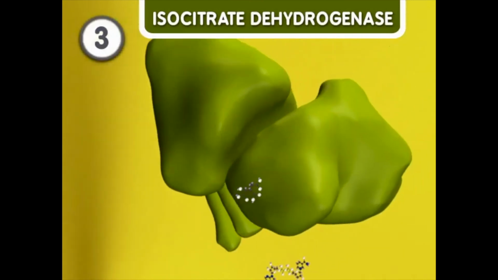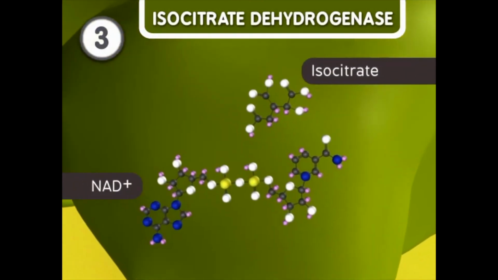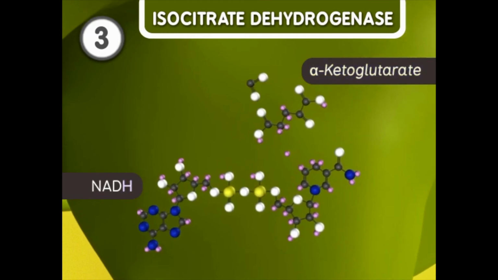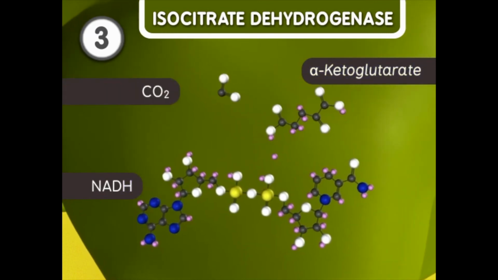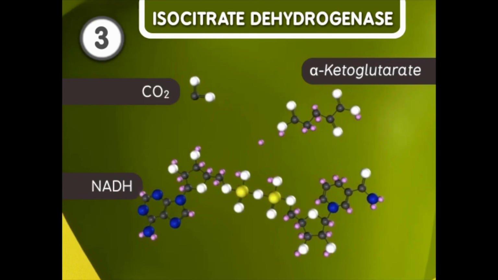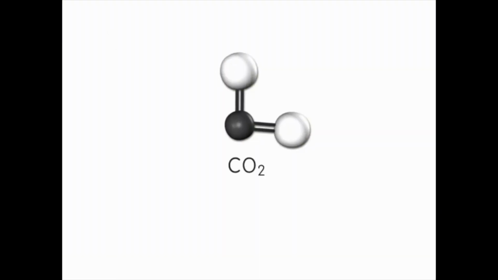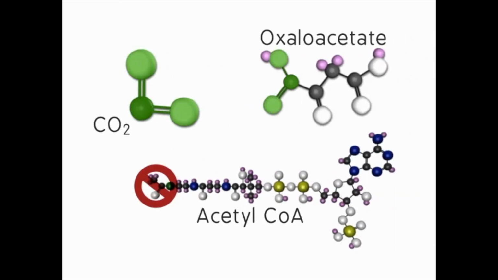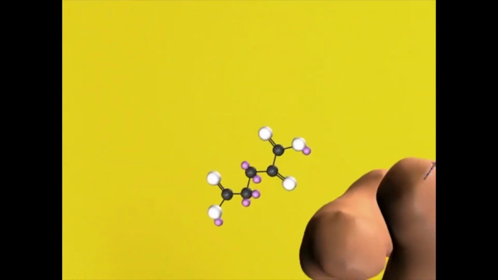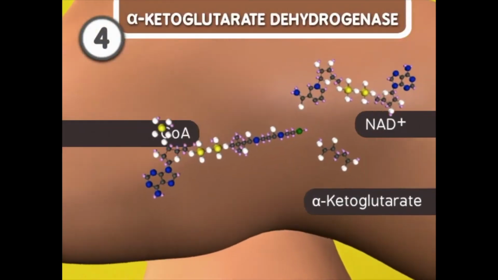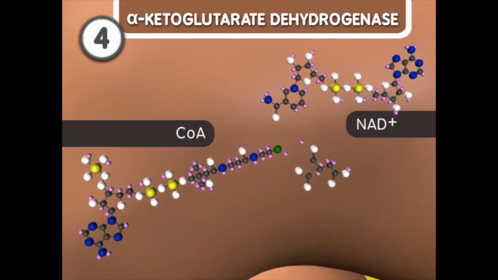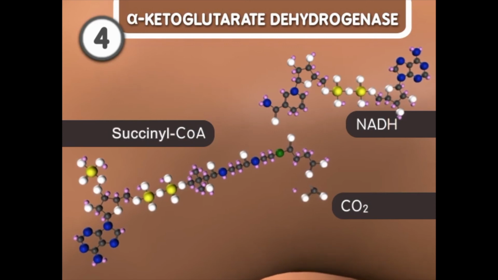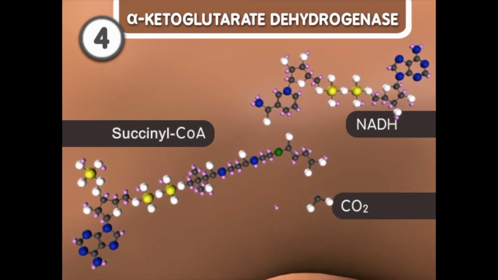Next, an Isocitrate Dehydrogenase enzyme oxidizes isocitrate, a 6-carbon molecule, into a 5-carbon α-KETOGLUTARATE. The carbon that was lost is released as carbon dioxide, and 1 NADH is also formed. The carbon dioxide that is released was originally part of oxaloacetate and not acetyl-CoA. In the fourth step, an enzyme called α-KETOGLUTARATE dehydrogenase converts alpha-ketoglutarate into a 4-carbon Succinyl-CoA. Similar to step 3, this reaction produces 1 carbon dioxide and 1 NADH.